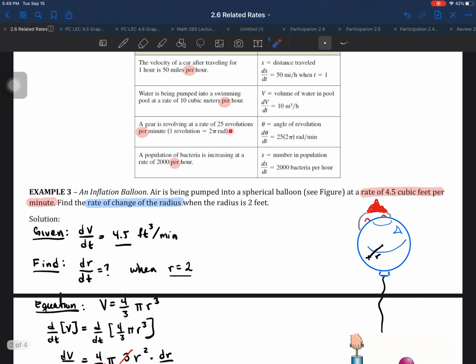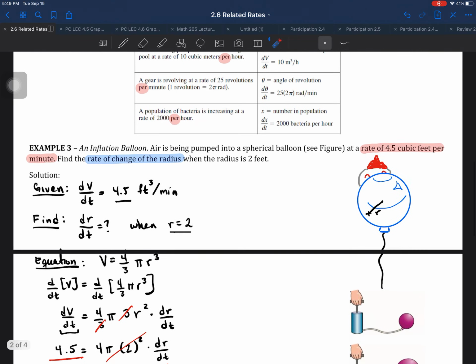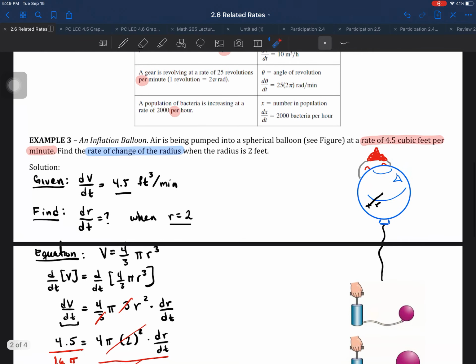A gear is revolving at a rate of 25 revolutions per minute. Again, rate of change, right? Because you have change over time. So it's the rate of change of an angle over time. A population of bacteria is increasing at a rate of 2,000 per hour. So that gives you, again, a rate of change.